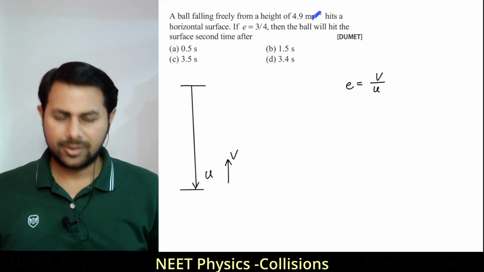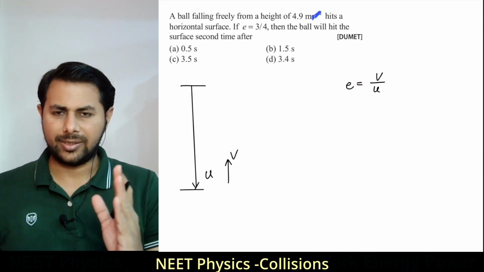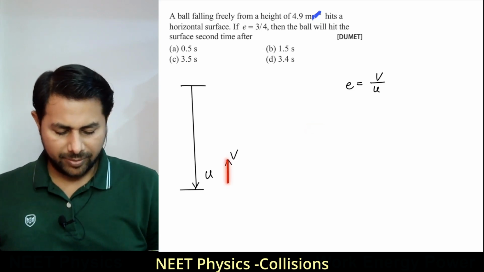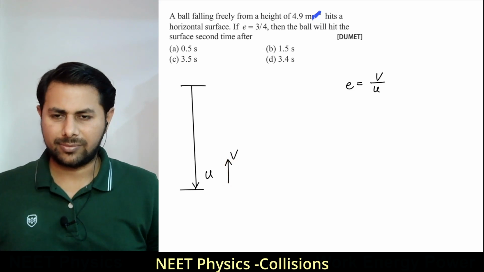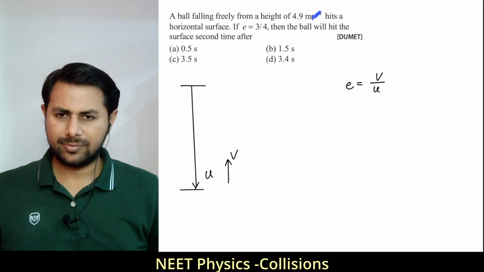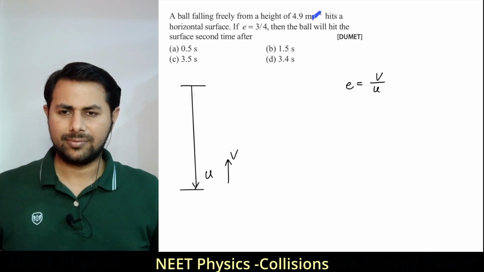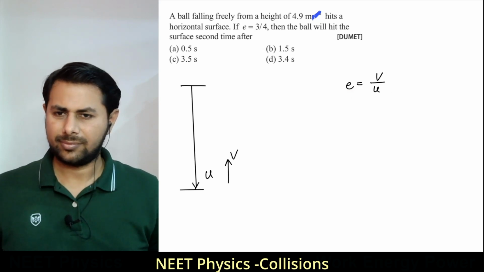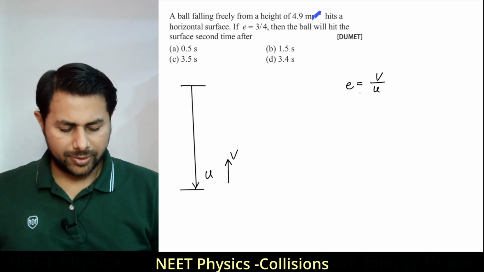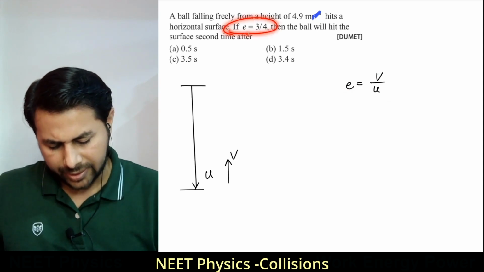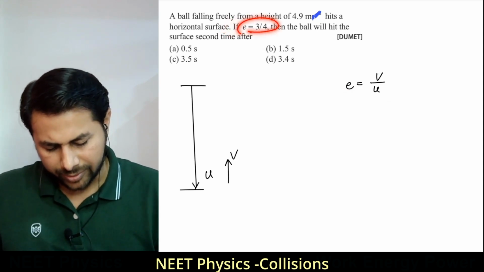Okay, this thing is clear. The sign of v is opposite, so there is a negative sign, and the negative sign from here will get cancelled out. So E is just equal to v by u. Is this clear, everyone? Right, good. So E is equal to v by u, and it is given to be equal to 3 by 4.